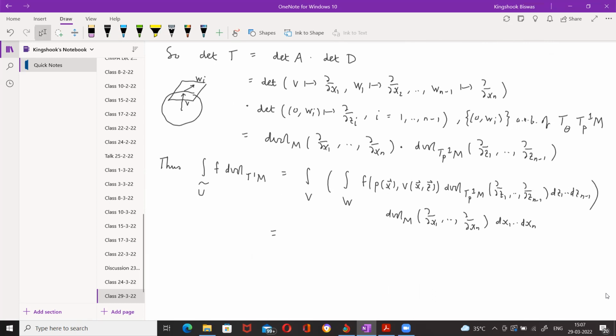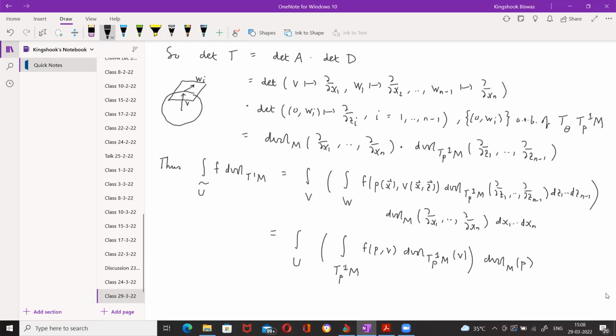So this becomes therefore an integral over U, and the inner integral becomes an integral over TP1M of f of PV, d vol TP1M of V, and the outside integral becomes d vol M of P. Is this clear? Okay, so this is what we wanted, right?